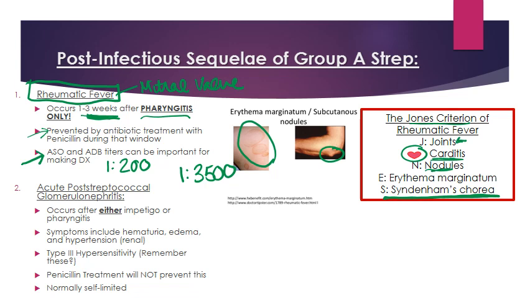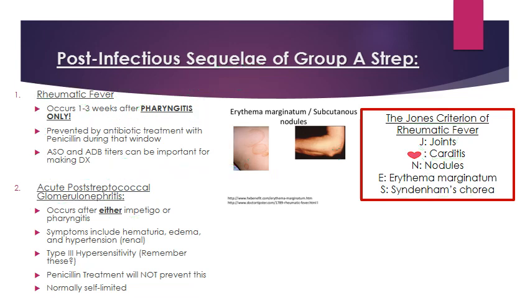The other thing that can occasionally happen with post-infectious sequelae of group A strep is acute post-streptococcal glomerulonephritis. This one can occur either after something like impetigo or pharyngitis, whereas rheumatic fever only occurs after pharyngitis. In this case, symptoms include hematuria, edema, and hypertension. So basically, it's a renal effect. This is actually a type 3 hypersensitivity. Basically that means we're making antibodies and antibody-antigen complexes, and then they're depositing in spaces where blood is often filtered, like our kidneys. And when antibodies get deposited in our kidneys, it leads to inflammation of the kidney.